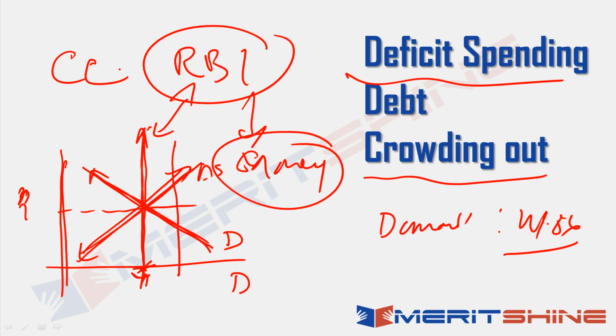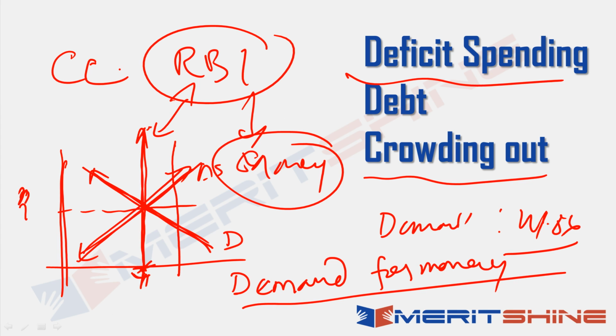This is demand for money. It can be extended anywhere. So now this demand for money is having this interest rate. Now because of the government using RBI as its credit card, printing more money has increased the money supply. So if money is more in the market, what will happen to the interest rate? You can easily get it. Definitely interest rate goes down.